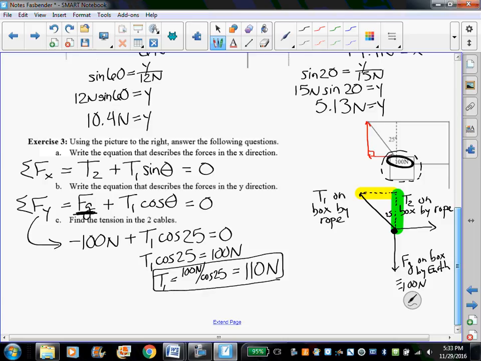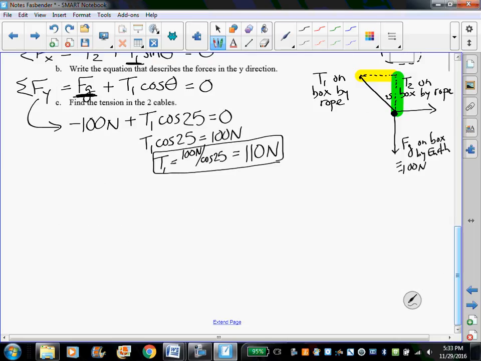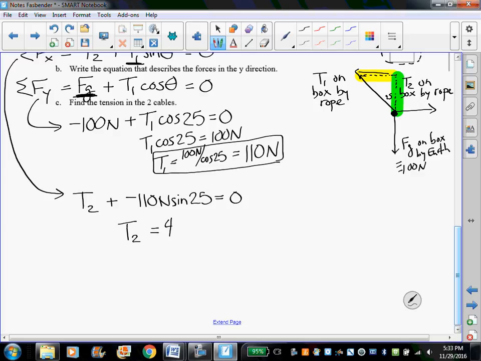And now that I know T1, I can totally find T2. So let's use our force equation for the x direction to find T2. We got T2 plus, and since this is pointed to the left, I'm going to call it negative 110 newtons times the sine of 25 degrees has to add together to be 0. And when we do the algebra there, we find out that T2 is 46.6 newtons.